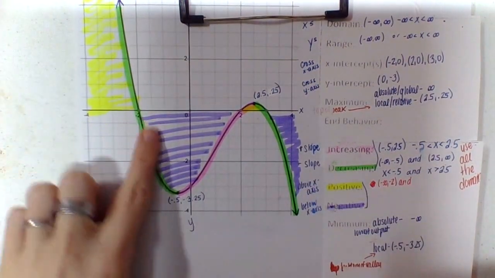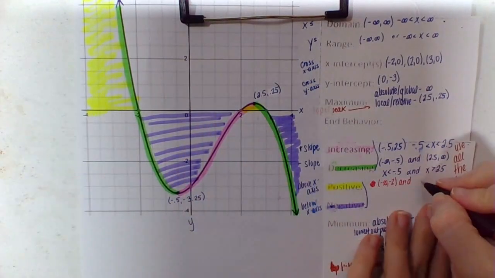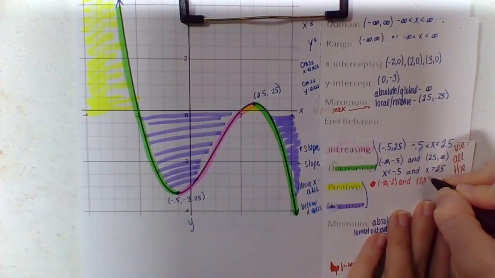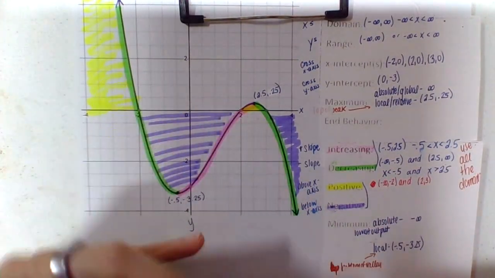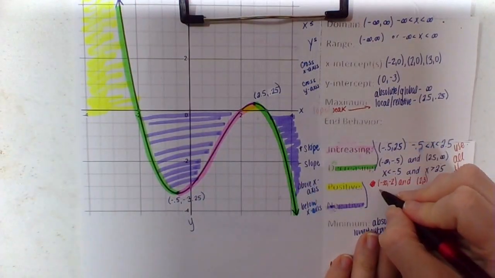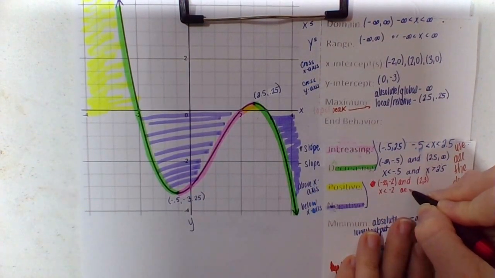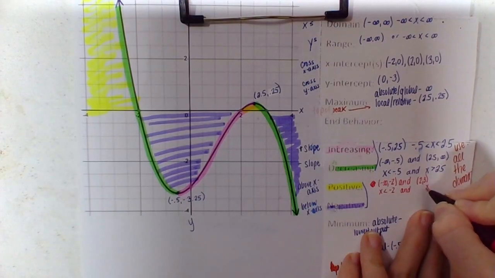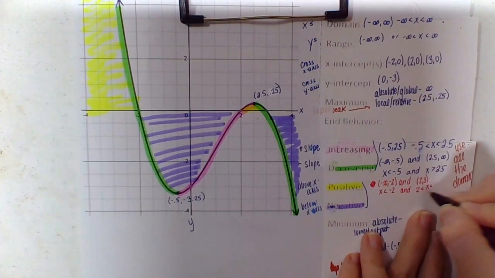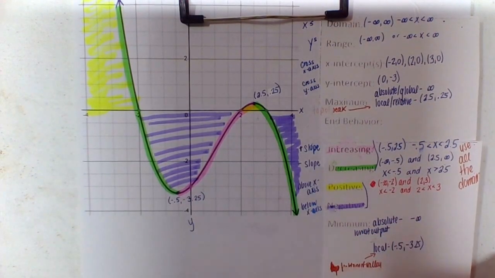That represents my first region. Then I have from 2 to 3. Those are my two yellow regions above the x-axis. So that gives me x is less than negative 2, and any x's that are between 2 and 3 give me numbers that are above the x-axis.